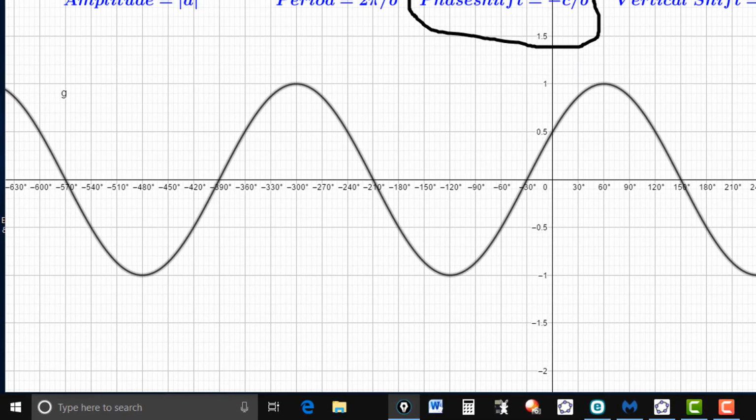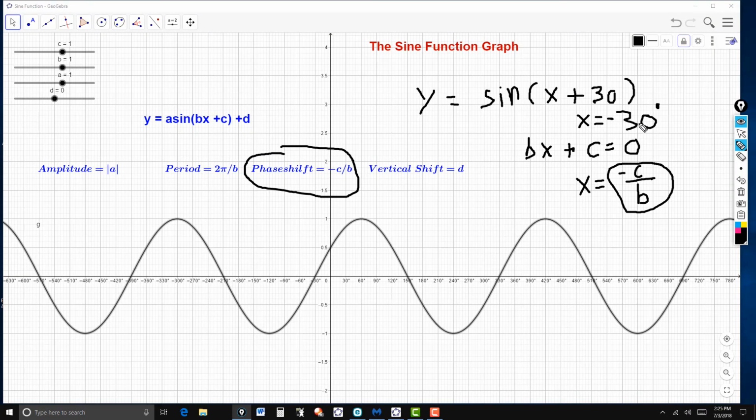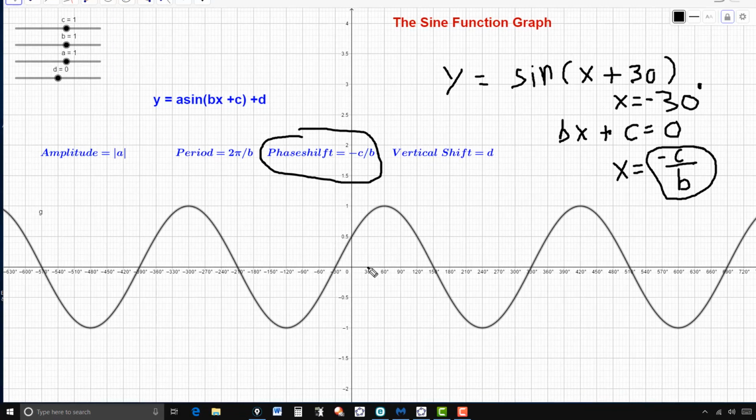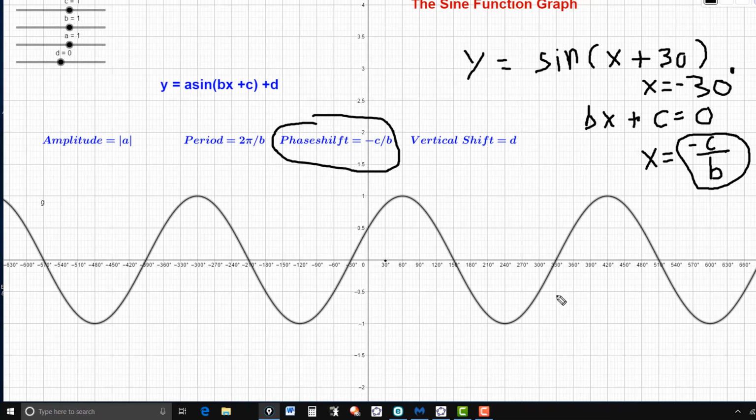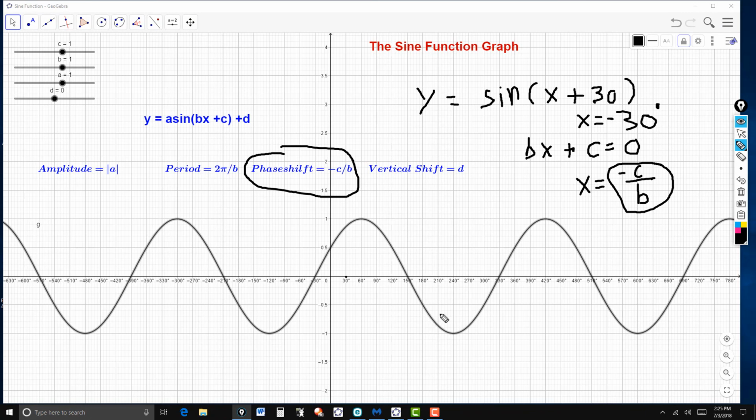If this had been a minus right here, if this had been x minus 30, then this would come out to x equal to 30 in degrees. So the graph would have started right here to the right at positive 30 degrees, and then would go this way, and wind up at 390. The difference would still be 360.